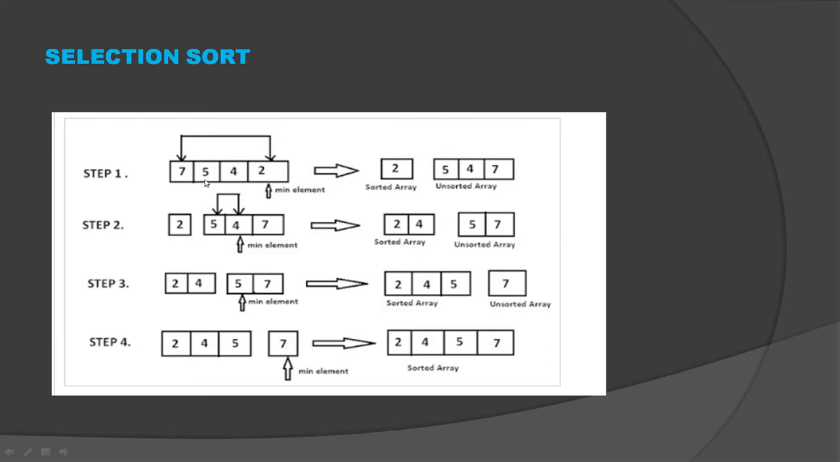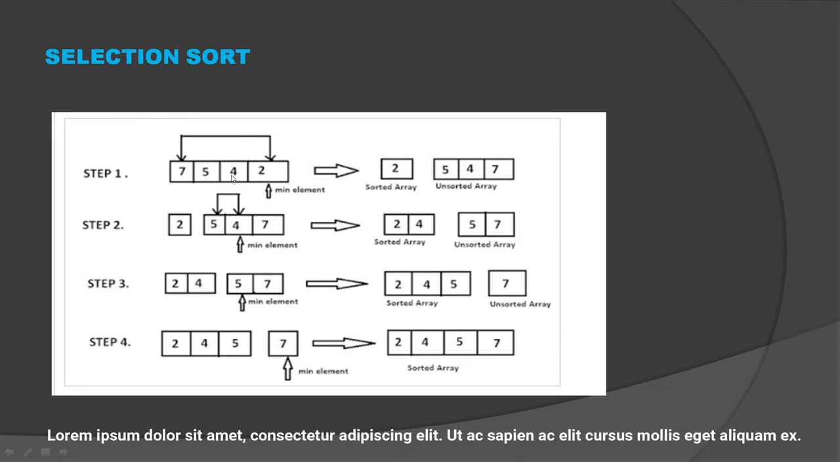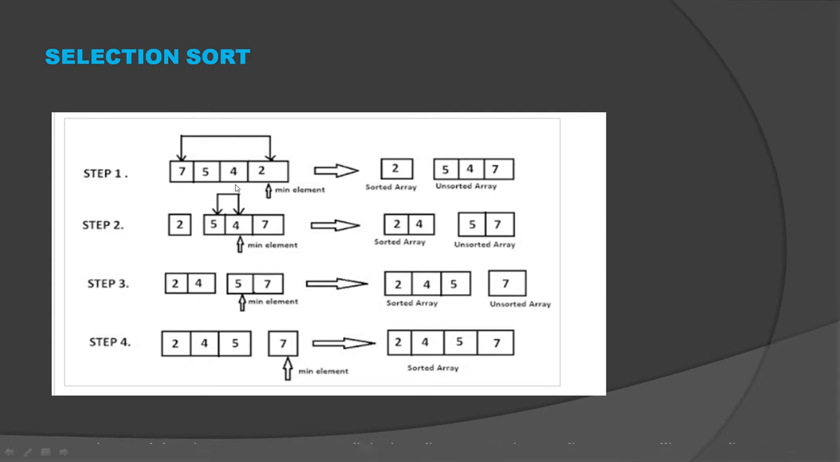So let's say I compare 7 with 5. That means 5 is smaller than 7, so we will set this index as the minimum index. Then I'll compare 5 with the next array element, that is 4. Of course 4 is the smaller, so we will set the minimum index to 4. Now again we will compare 4 and 2, so 2 is the smaller one. Then the minimum element index will be set to the 2.